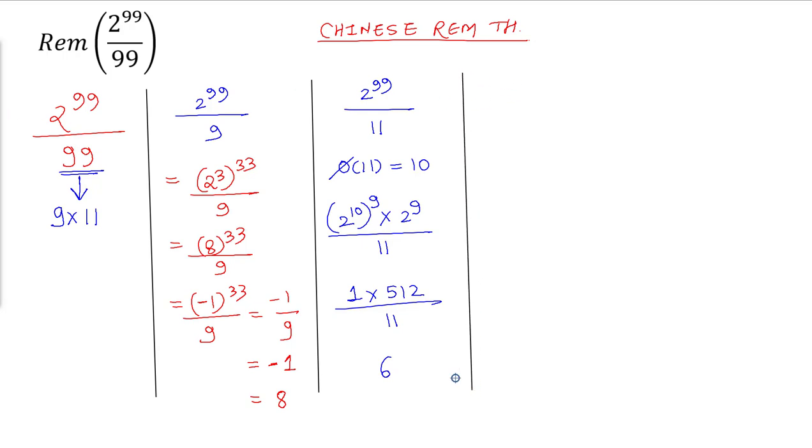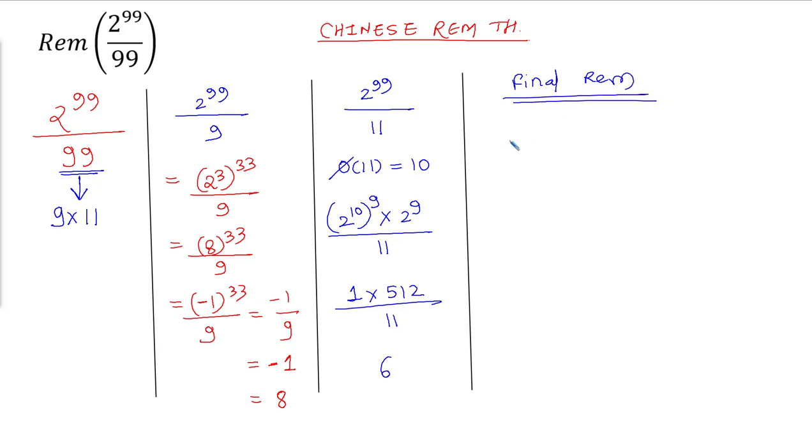Now if we divide 2 to the power 99 by 9, the remainder is 8, and if we divide 2 to the power 99 by 11, the remainder is 6. Sorry, I think I made some mistake while speaking. So if we divide 2 to the power 99 by 9, the remainder is 8, and by 11, the remainder is 6. Now how to find the final remainder? Let's have a look.